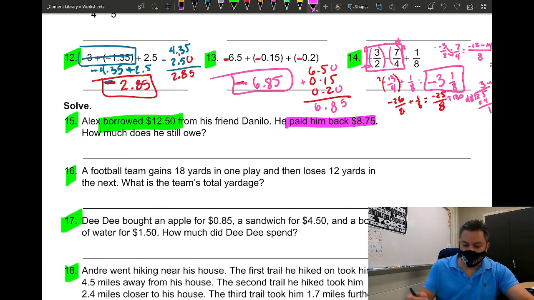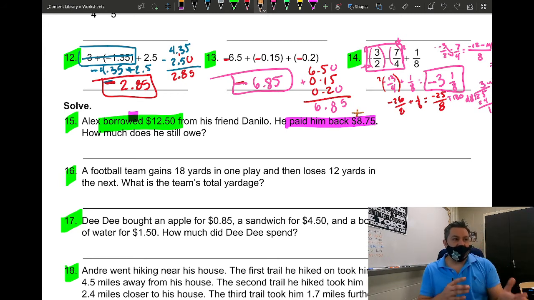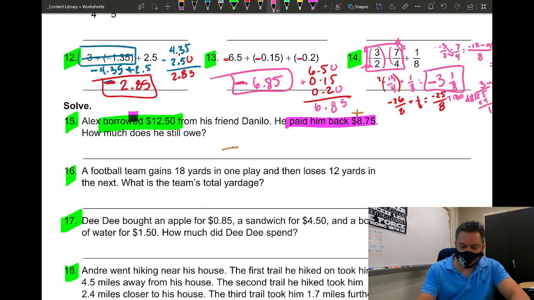Okay? In this case, this is gonna be my negative, and this one is going to be my positive. So I have a negative and a positive. Which one's bigger, the negative or the positive? Negative. So my answer is going to be negative, right? Now it also tells you how much does he still owe him. So if you owe money, that's negative, right? The question is right here. So again, $12.50 minus 8.75.